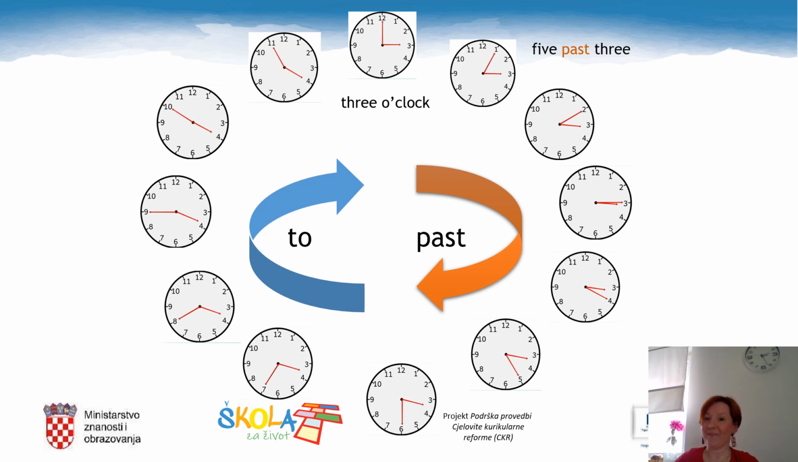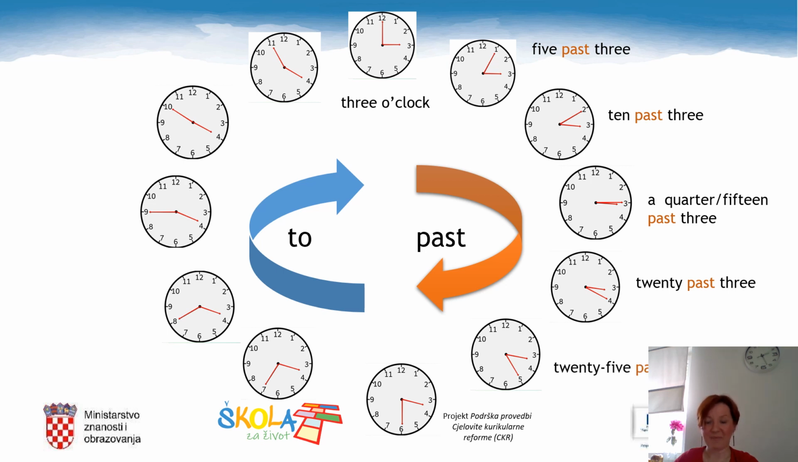Then it is 10 minutes past 3. Then we count a quarter or 15 minutes past 3. We say 15 minutes, a quarter. After that, 20 minutes past 3. Then 25 minutes past 3. And then we have half past 3, which is actually how many minutes? 30 minutes past 3, but we usually say half past 3.